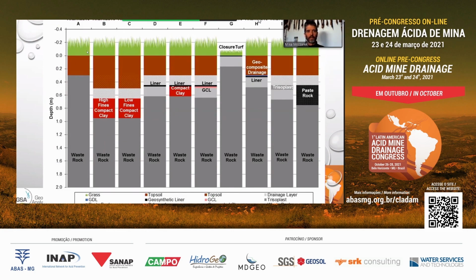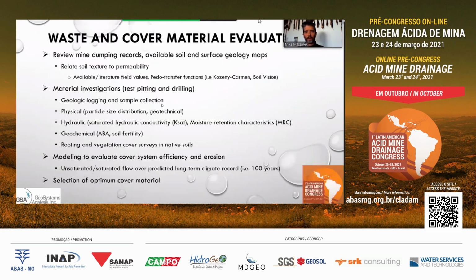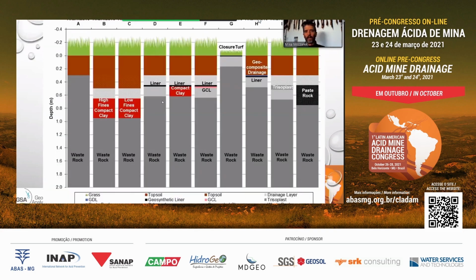For example, alternative A is a very simple monolayer cover of 30 centimeters of topsoil. And then we start getting some more complicated designs where you have a barrier layer, compacted clay with a drainage layer. We look at some geomembrane options, closure turf. Also, there's some other options, Trisoplast, and then they wanted to look at commingling of tailings and waste rock as well.